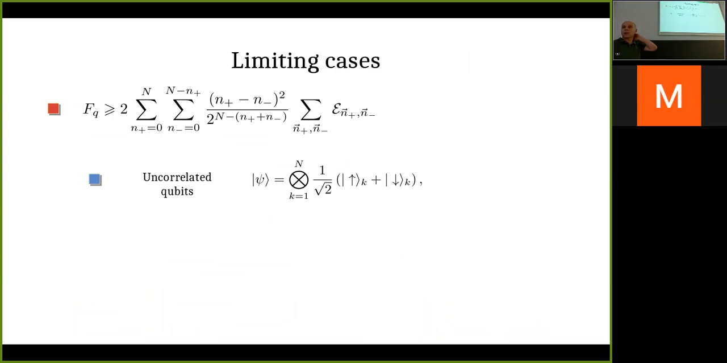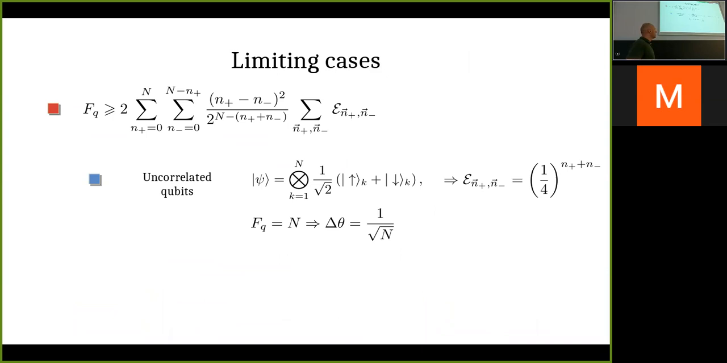If you plug this in and calculate all these n's, you obtain the following expression. And if you put it in here, you can do the sum analytically. And this is what you get, a shot noise. Very good, because it cannot be anything bigger. It could be smaller, but cannot be bigger.